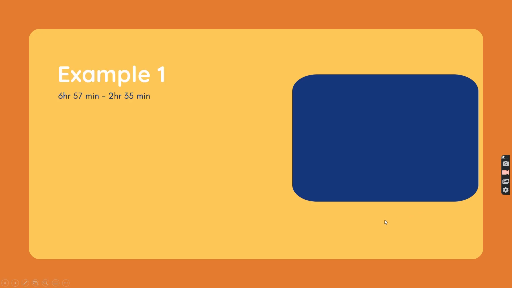Example 1: 6 hours 57 minutes minus 2 hours 35 minutes. I'm going to write down the S2S right over here for you to refer to. The first step is we are going to minus the minute. So let's rewrite this in column format. We have our hour here and our minute here. Then we rewrite the question: 6 hours 57 minutes minus 2 hours 35 minutes.